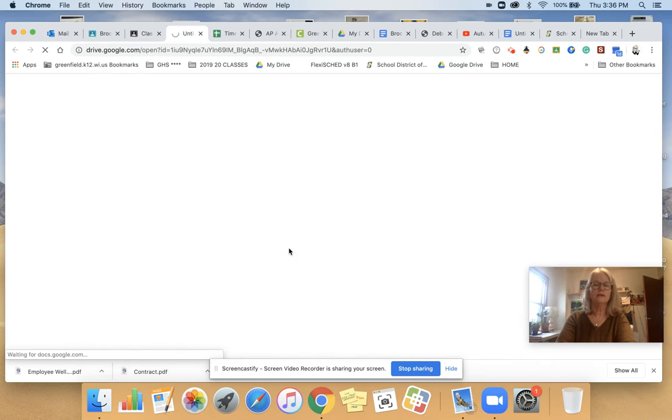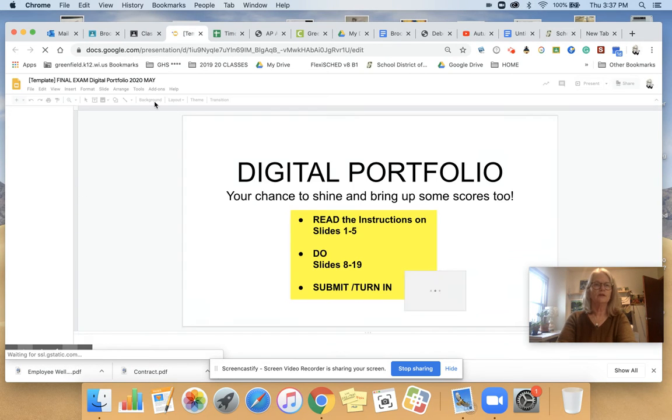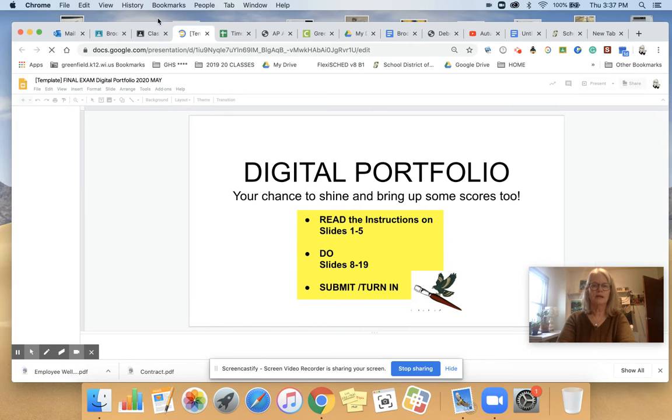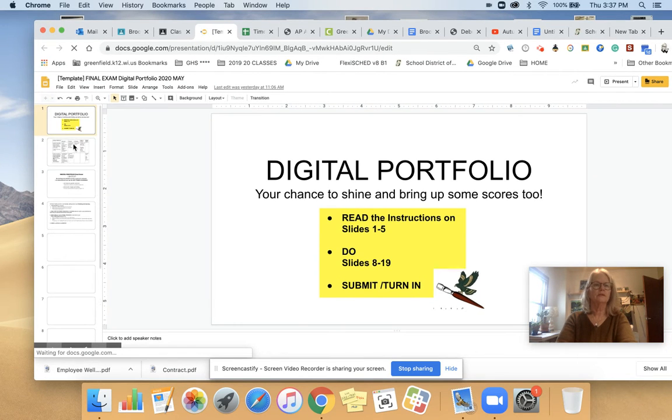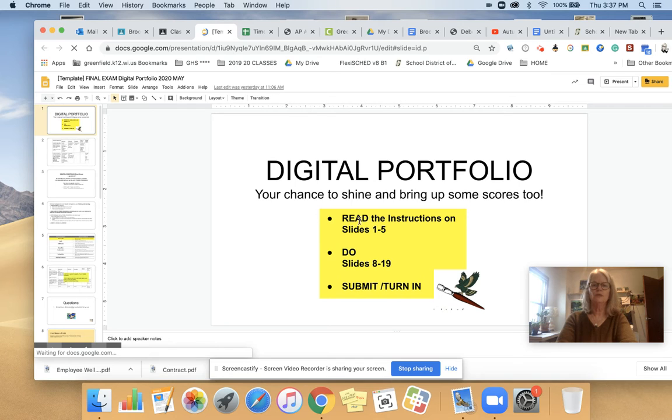You're going to open the slideshow, and there's 2 slides for each of the art standards. The first slide says read the instructions on slides 1 through 5, do slides 8 through 19, and then hit submit to turn in.